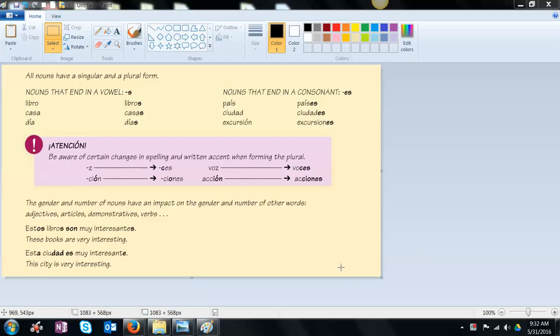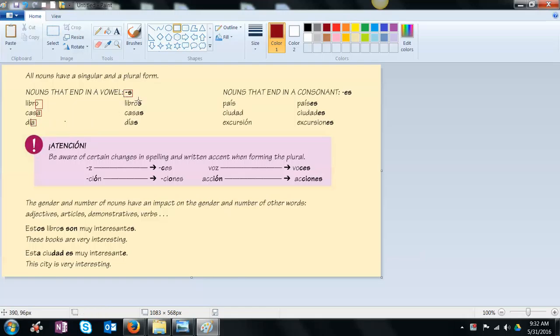Okay, so I'm going to talk to you about making words or nouns plural. When you make a noun plural, there's two things that you can do. If a noun ends in a vowel, like libro, casa, or dia, as you can see, it ends in a vowel. You can see libro ends in O, casa ends in A, dia also ends in A. When a word ends in a vowel, you're going to add an S to it to make it plural.